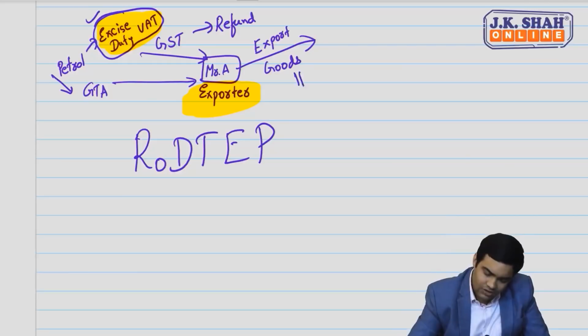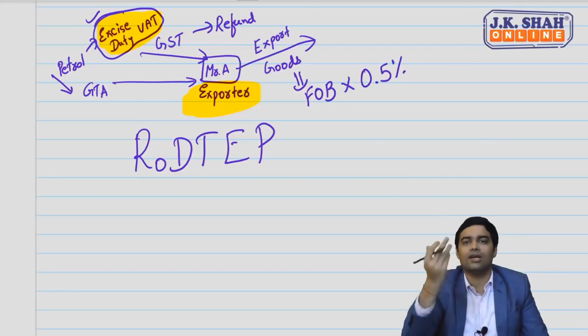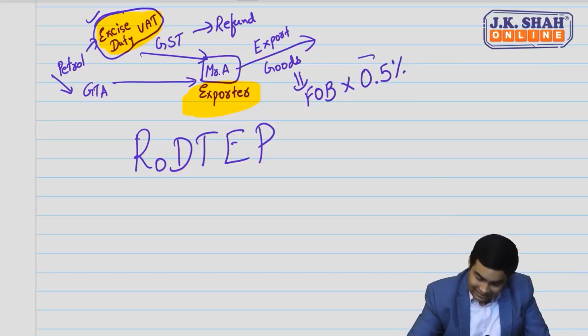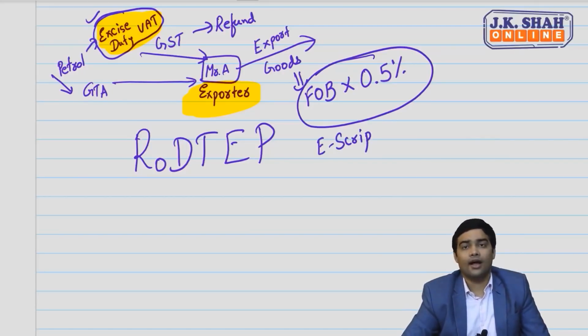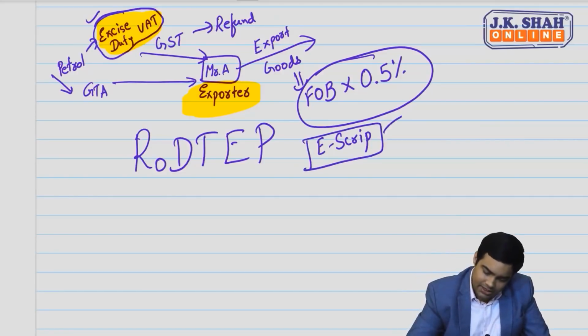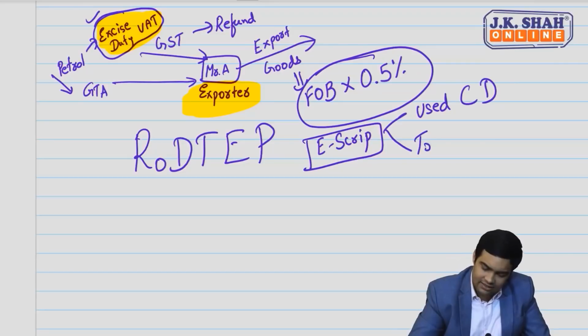So whatever is your FOB, on that you will get a specific percentage. Say suppose 0.5% of FOB government will give you as remission of duties and taxes on export product. And this will come as e-script on the IceGate website, that is the customs website. This e-script can be used for payment of custom duty. Second alternative is it is transferable.